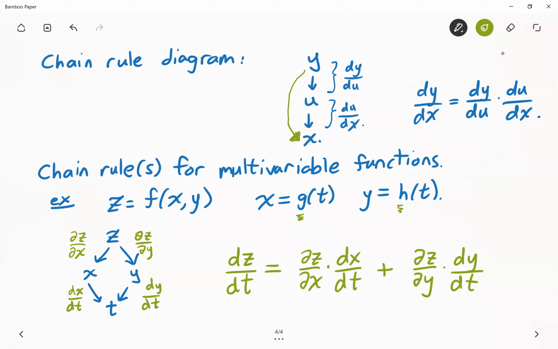All right, let's go ahead and do an example of this. So let's go to the next page. Let's switch and let's do an example.